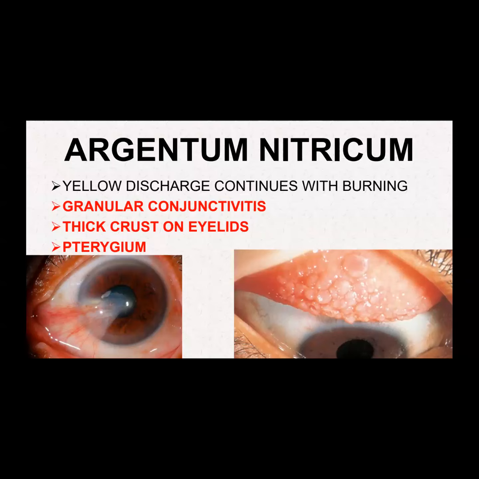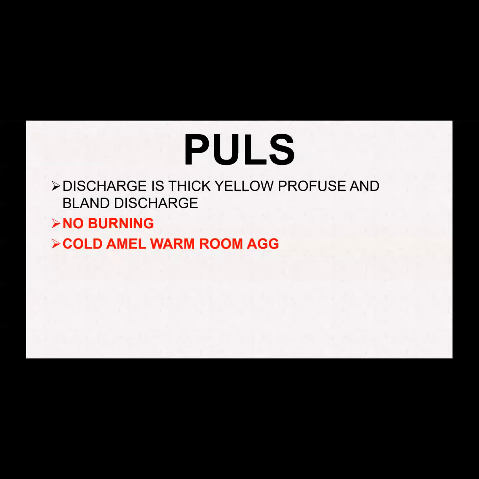And the most pronounced symptom of Pulsatilla is open air agglutination. In Pulsatilla, the discharge, as we have talked, will be thick, yellow and profuse, and bland discharge without burning. There will be no burning in Pulsatilla. And the modalities are: cold application is better, and a warm room aggravates.